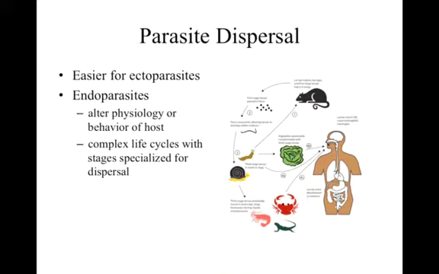Another way that parasites that are endoparasites have evolved to disperse is by developing complex life cycles with stages that are specialized for dispersal. And there on the right, we actually see the rat lungworm life cycle. This is a little bit like toxoplasma in that it needs to complete its life in different hosts.